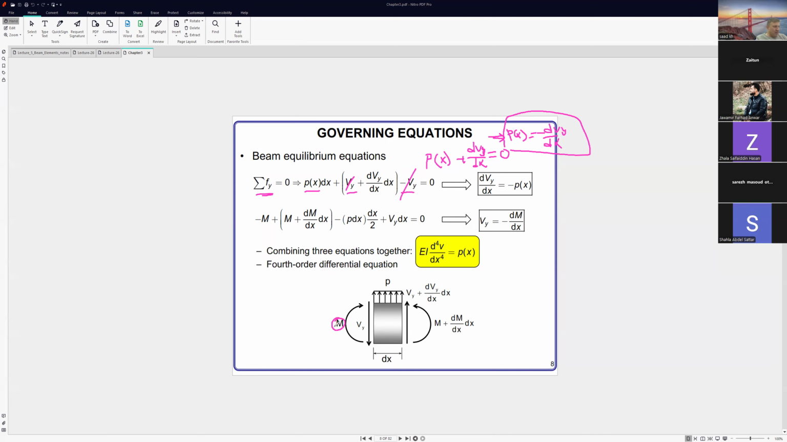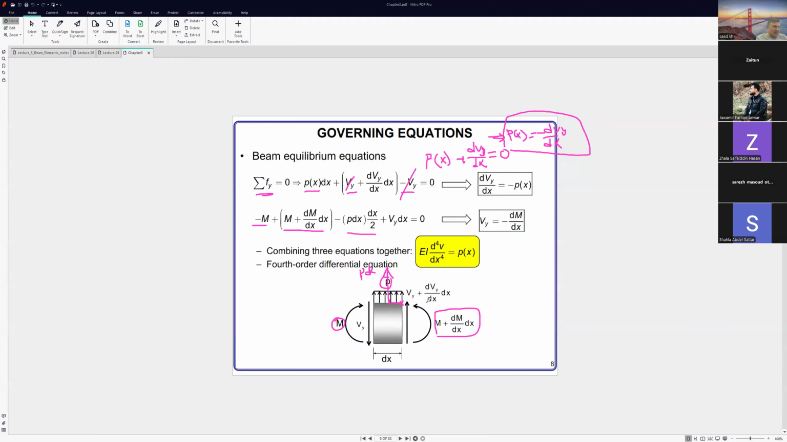This is the moment, okay? This is the clockwise, which is the negative. And we have the other one, which is the counterclockwise, M plus dM over dx, okay? Also, we have the P times dx times dx over 2. If we take the moment here, for example, the P times dx is the concentrated load here. This is P dx, okay? And times dx over 2, okay?